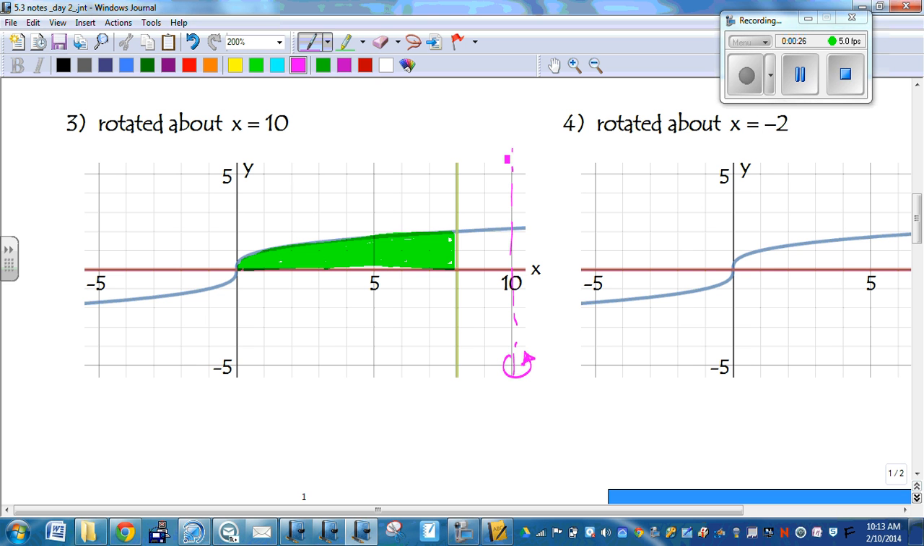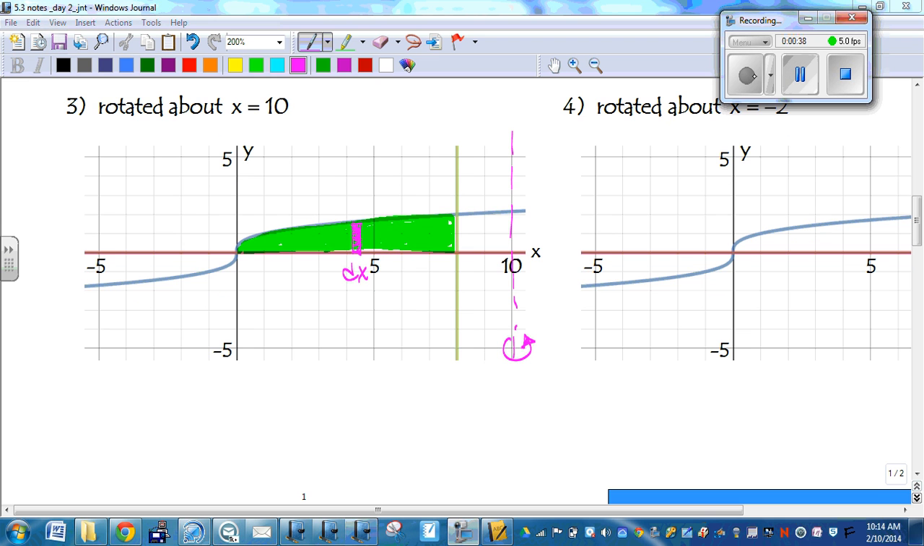So remember, shells have to be parallel. So the axis of revolution and the rectangle have to be parallel to each other. So we're going to use a vertical rectangle this time, which means a dx cut. Everything's going to be in terms of x. All right, so we're rotating this rectangle around this line.